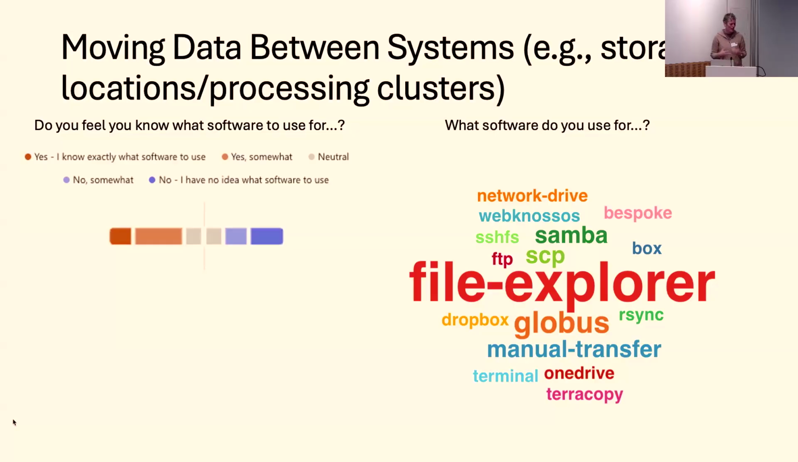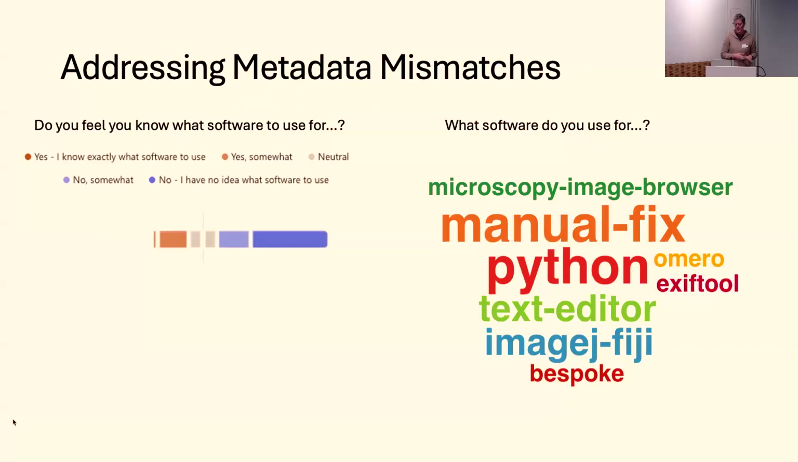Okay, and then the last thing we asked about in this set of questions was addressing metadata mismatches, because I'm sure all of us are aware that as you're collecting data over months and years, sometimes there can be some errors that creep into the metadata. And the vast majority of people here are using manual fixes, using something like Python or a text editor. And they don't really know what they should be using because there doesn't really exist something that allows you to do this more broadly.